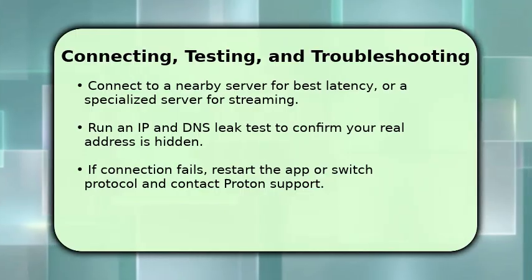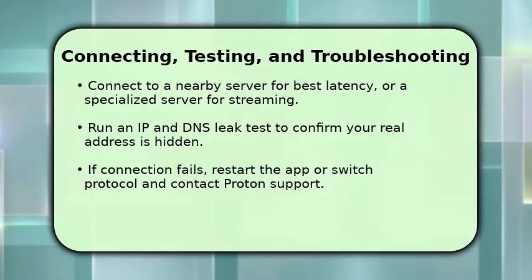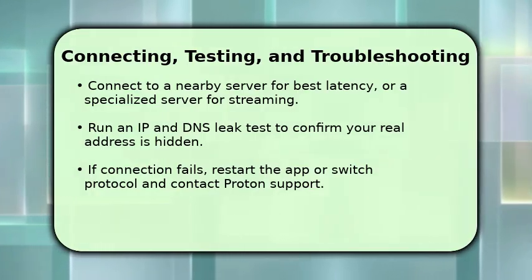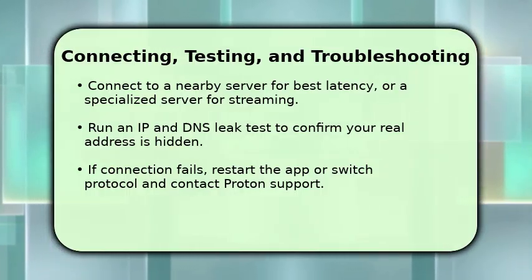If speed is slow, switch regions or change the protocol from WireGuard to OpenVPN. If connection fails, restart the app, reboot your device, or contact Proton support with diagnostic logs.